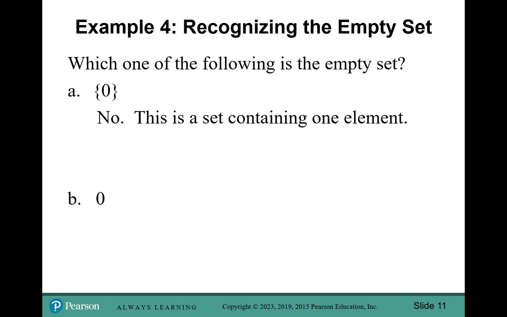So if we look at B, B is 0, just not in set notation. So if we go with B, that one is also not the empty set. It's a number. It's not even a set to begin with. It is just a number. The empty set is a set containing absolutely nothing. That's why we showed and represented it with empty braces or empty brackets. And the only other way to represent it is the circle with a line through it. 0 and the empty set are not the same thing at all.